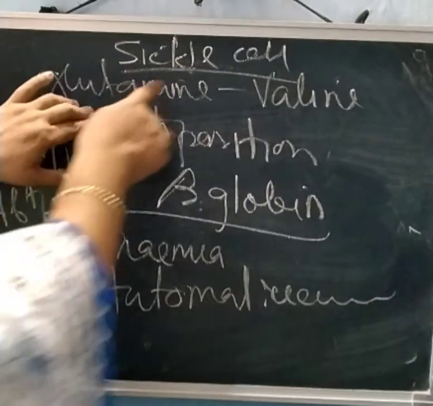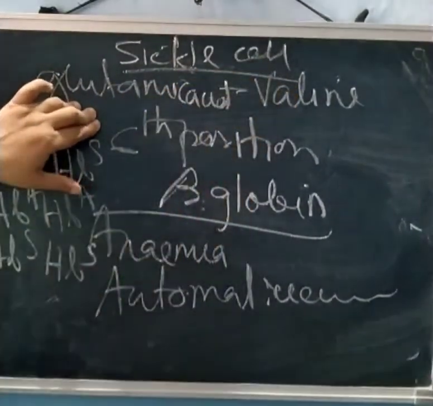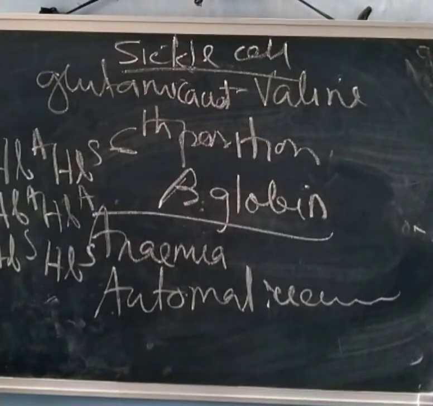So glutamic acid then changed to valine. Okay. Now because of the sixth position of the beta globin chain, the substitution of this amino acid in the globin protein results from a single base substitution at the sixth codon from GAG to GUG, and the mutant hemoglobin molecule undergoes polymerization under low oxygen tension, causing the change in the shape of the RBC, that is, biconcave disc to the elongated sickle cell structure.